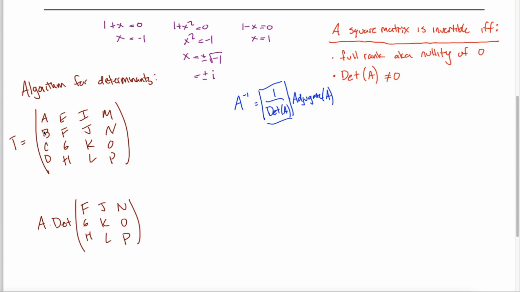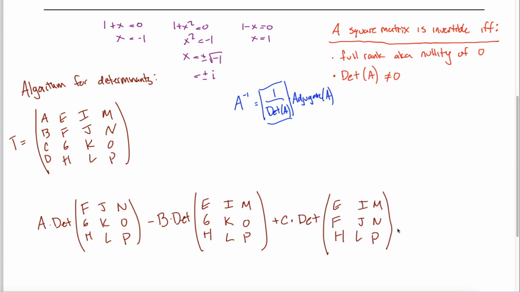Now I move down to the second entry because remember I picked the first column. You have to remember to alternate signs. So now I want to subtract B times the determinant of a 3x3 matrix, specifically the 3x3 matrix that I would get if I ignored all these entries. So EGH, IKL, MOP. I continue to alternate signs as I work my way down the column. So I'm going to add C times the determinant of this 3x3 matrix, and then finally subtract D times the determinant of my last 3x3 matrix.